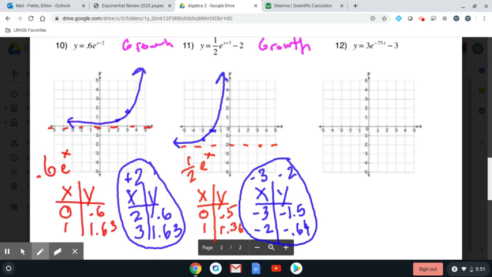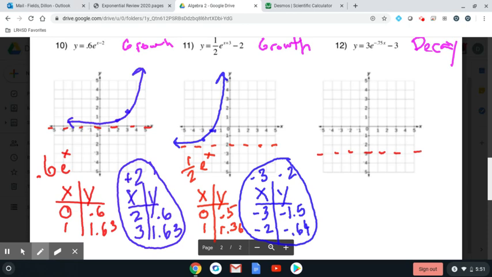All right, last one we're going to look at is number 12. So when you look at number 12, first thing you're going to identify is that this is going to be decay, because we see with x, there's a -0.75. So that negative tells me that this should look like a decay. Next thing we're going to do is plot our horizontal asymptote. So we're looking all the way at the very end. We see a -3. So we're going to make that horizontal asymptote at -3.